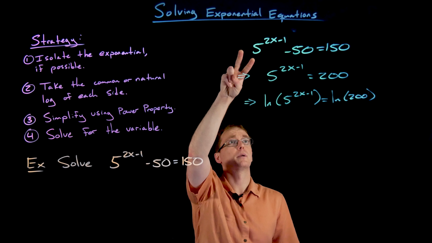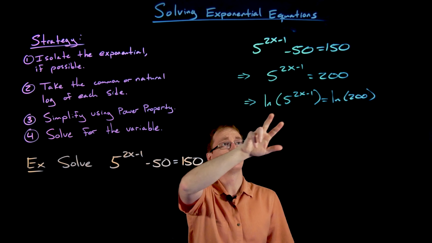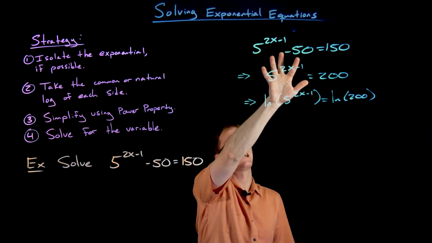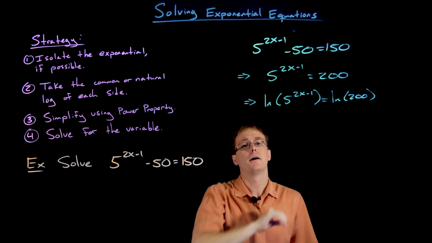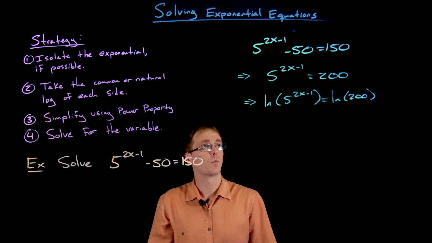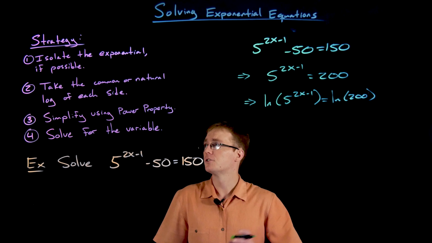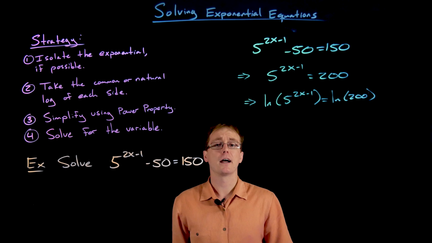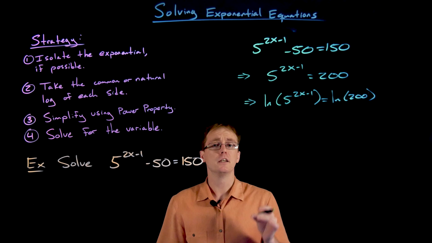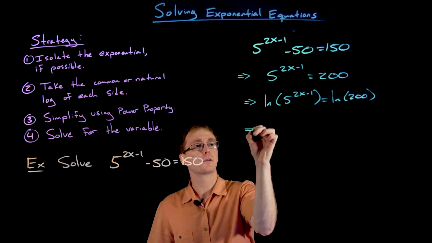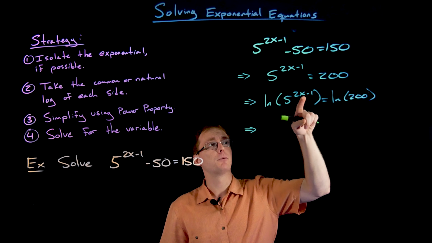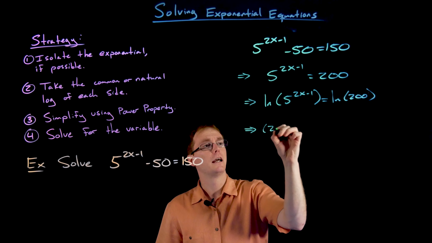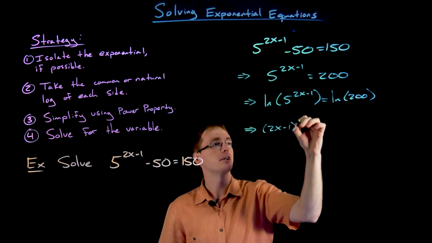Right? We have to make sure we have our exponential isolated before we take the log, because we can't actually split the logarithm up over 5 to the 2x minus 1 minus 50. Our log properties don't work that way. So our next step is to simplify our logarithmic equation using that power property for logarithms. This step is essentially always the same. We're going to take that exponent inside of our logarithm and bring it out front as a factor.